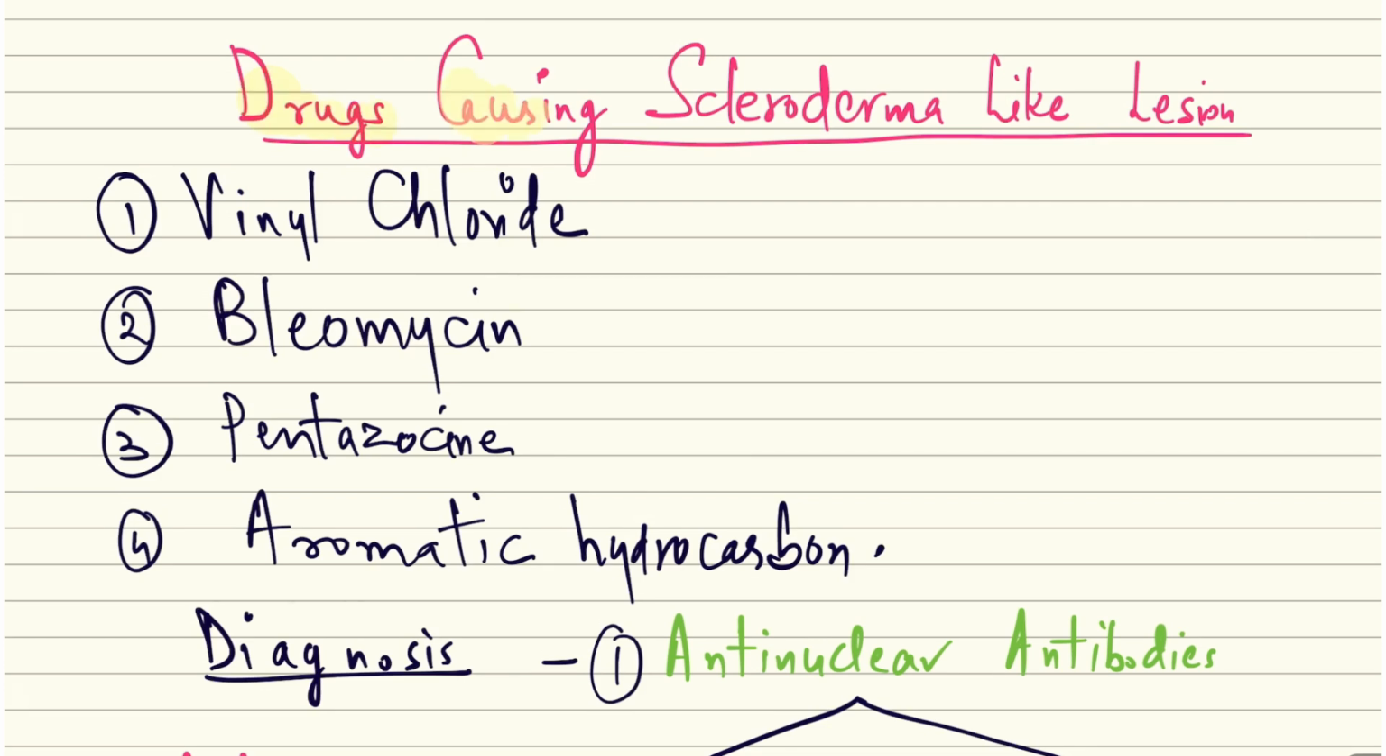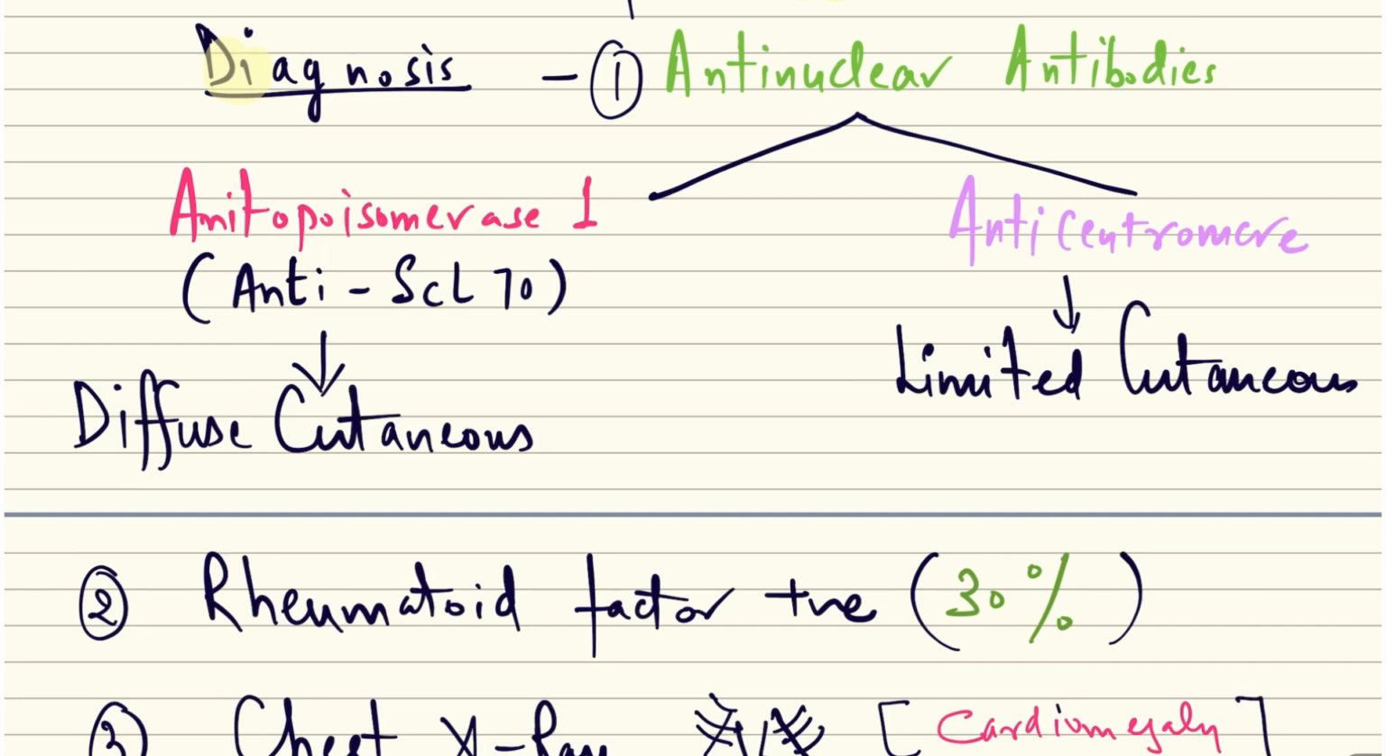What are the drugs that cause scleroderma-like lesions? These include drugs like vinyl chloride, bleomycin, pentazocine, and aromatic hydrocarbons. Now we'll see how we will diagnose a case of systemic sclerosis.